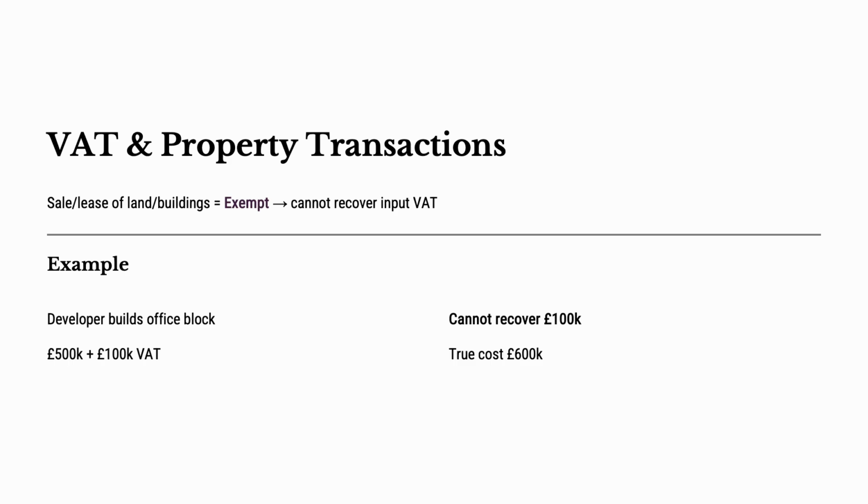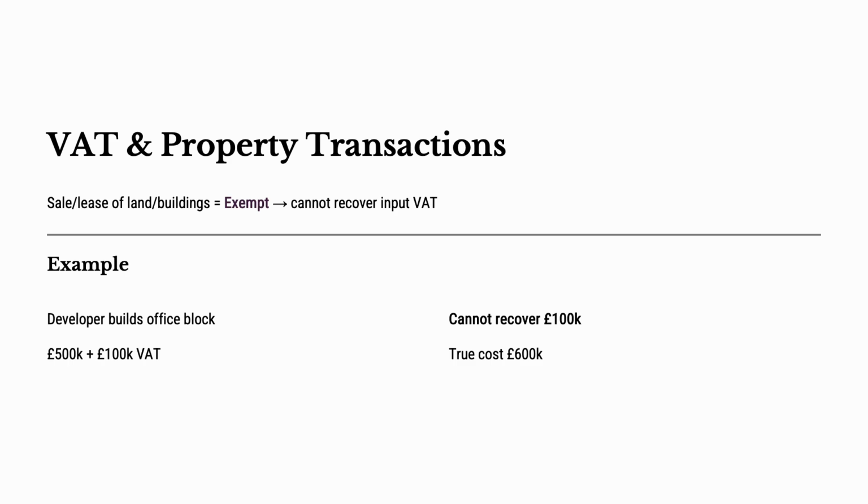Normally, if this were standard rated, they would have charged VAT on the sale, recovered that £100,000 input VAT, and everything is fine. But because the sale or lease of commercial property is exempt, they cannot charge VAT on the sale, which means they cannot recover the £100,000 input VAT they paid during construction. The result: that £100,000 becomes a real cost. The true cost of their project is £600,000, not £500,000. That's a massive hit to the profit margin.